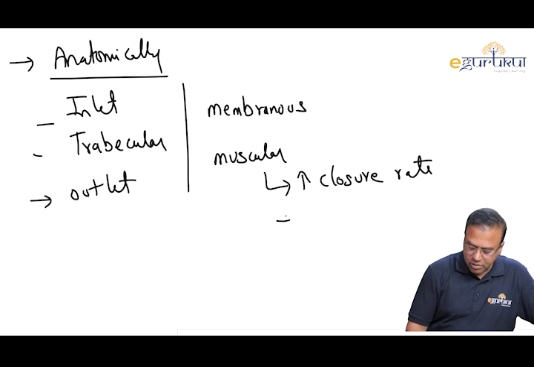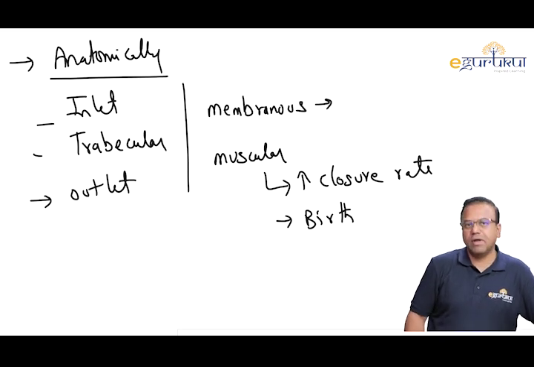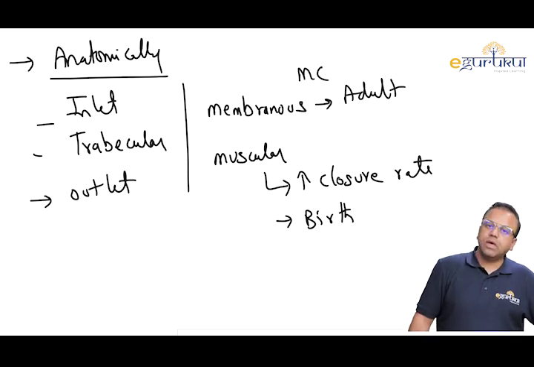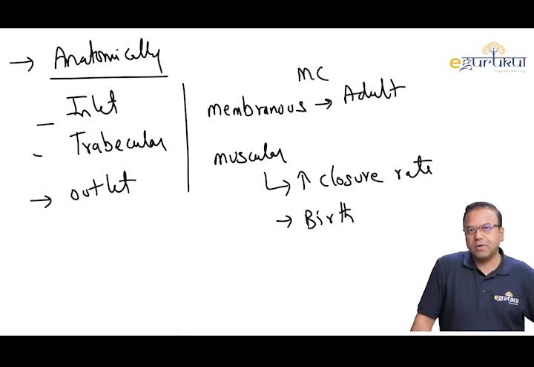And for this reason, you will notice at birth, no doubt, the muscular types are more common, but what persists into adult life, because most of the muscular would have closed, it is the membranous that is the most common variety in adult. So one should carefully see, are they asking in an adult or in a newborn? In an adult, the most common type is the membranous type.